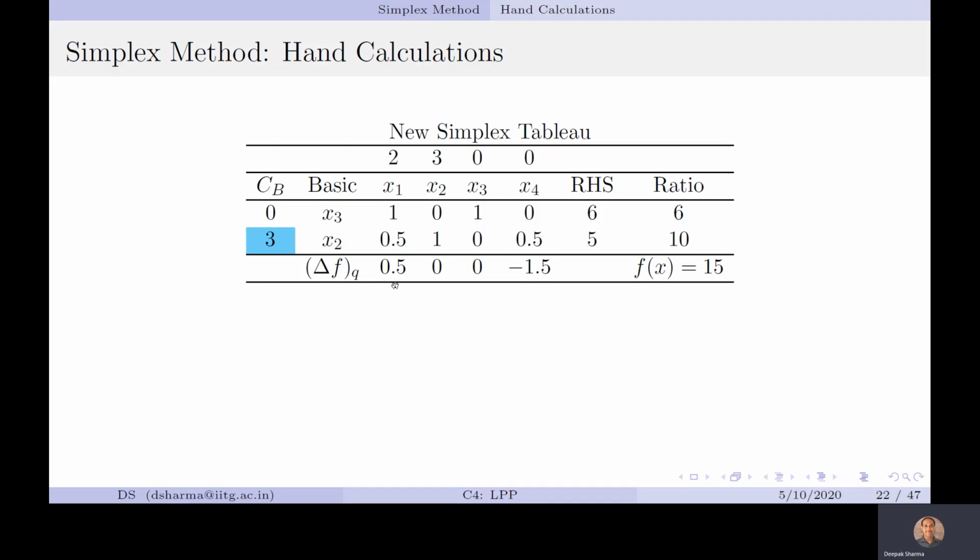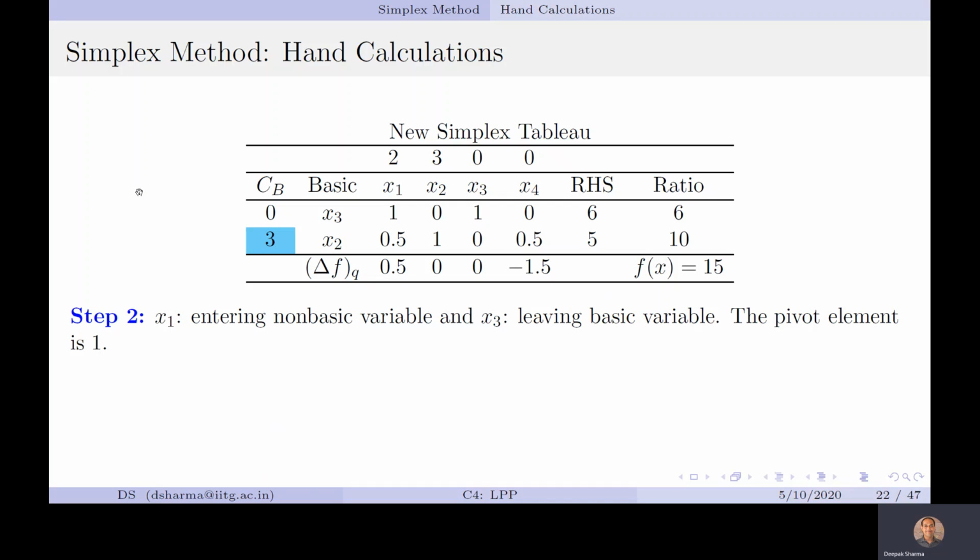When we calculate the delta FQ values, you can see the maximum positive is corresponding to x1. Since x1 is going to enter, the coefficients under x1, which are 1 and 0.5, are taken to find the ratio. When the right hand side is divided by these coefficients, 6 divided by 1 is 6, and 5 divided by 0.5 is 10. So the minimum ratio is 6, and x3 is going to leave. So delta FQ says that x1 will enter and the feasibility condition says that x3 should leave.